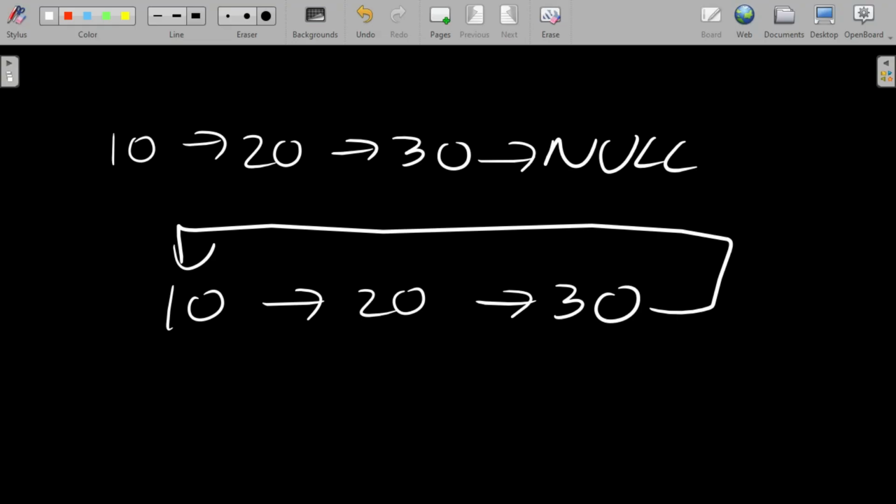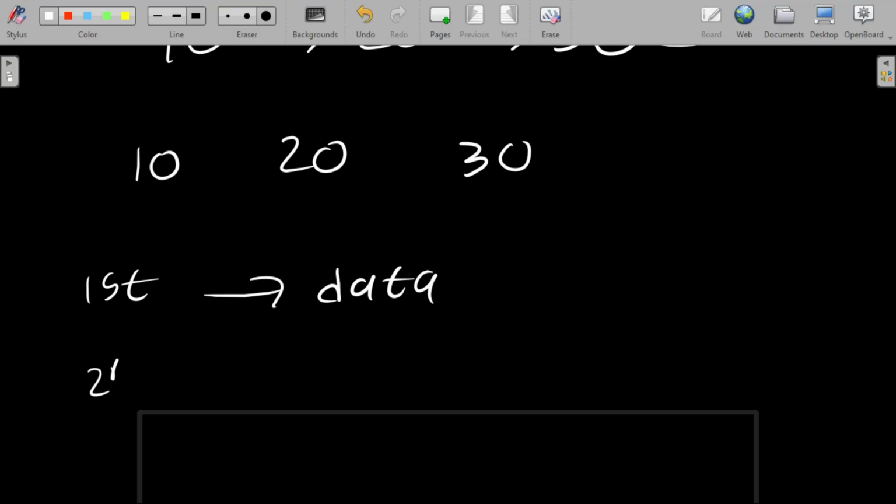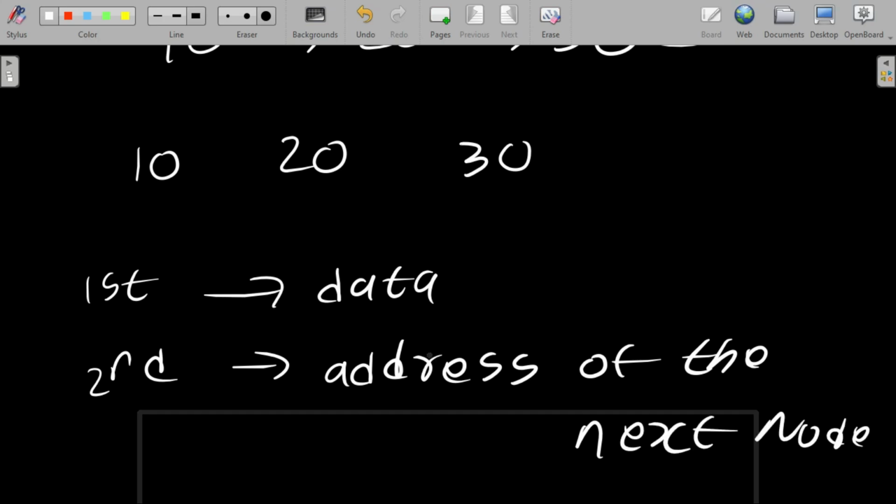Now let us understand the nodes. It is the same as in the single linked list, so let me revise. Suppose we have three nodes: 10, 20, 30. Each node has two parts. The first part stores data. What about the second part? Can you guess? Yes, the second part stores the address of the next node. So these are the two parts: data and address of the next node.